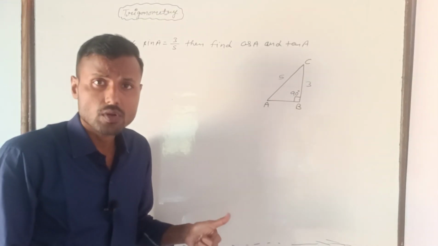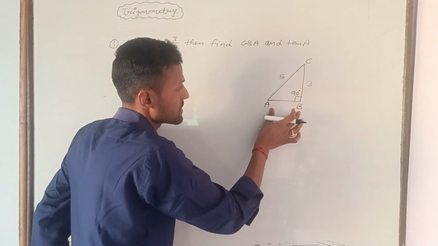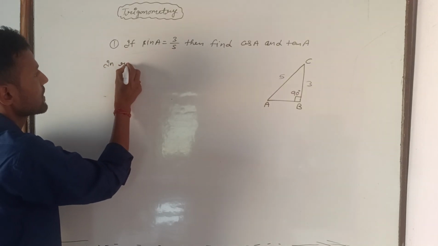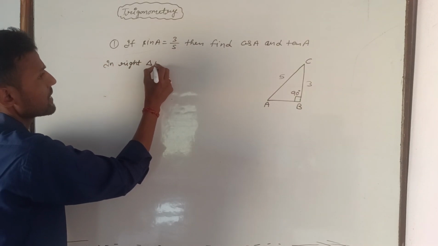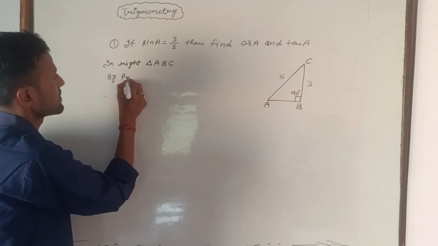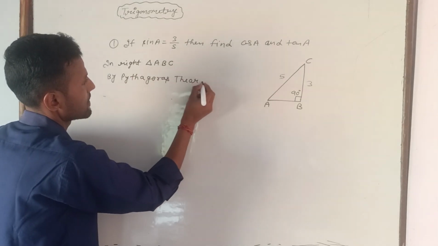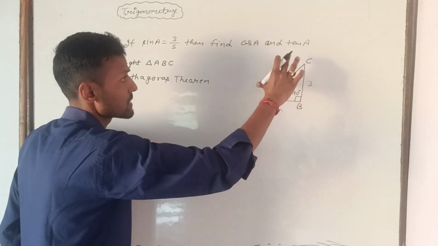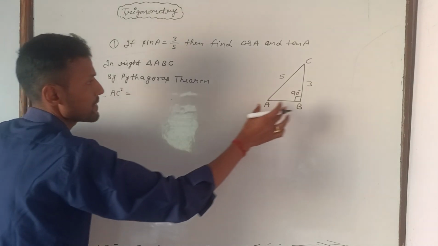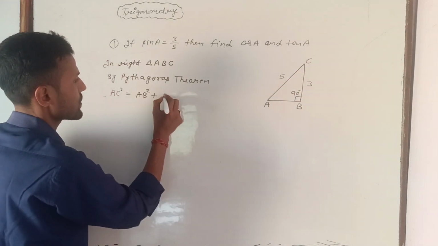So what is the Pythagoras theorem? Hypotenuse square is equal to perpendicular square plus base square. In right triangle ABC we apply the Pythagoras theorem, which states that hypotenuse square, which is AC square, is equal to base square, which is AB square, plus perpendicular square, BC square.